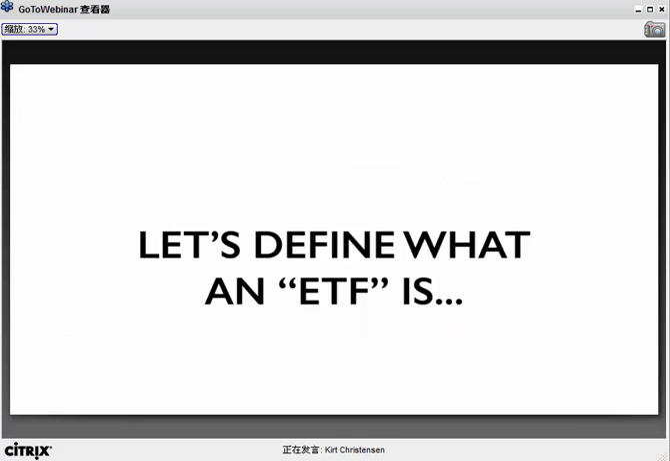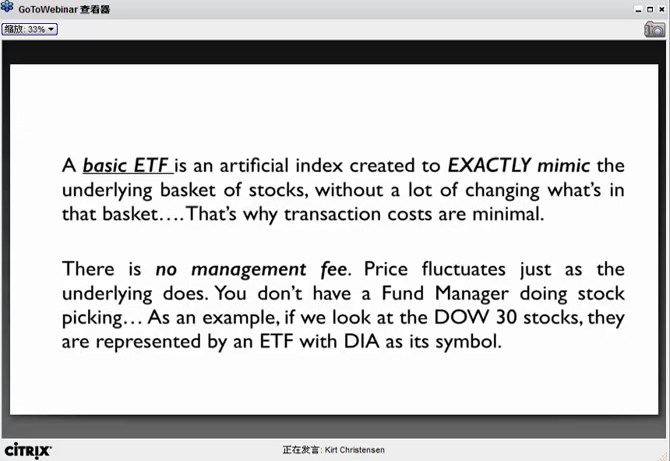Before we get to that, let's define what an ETF is. First off, a basic ETF is an artificial index designed to exactly mimic an underlying basket of stocks. Now, the great thing about an ETF is there's no management fee. The price fluctuates just as the underlying does. So you don't have to be a fund manager, and you're not going in and out of different issues, and you're not looking to beat the market. An ETF essentially is the market for whatever sector or category that you choose.